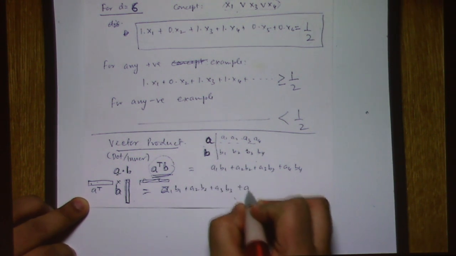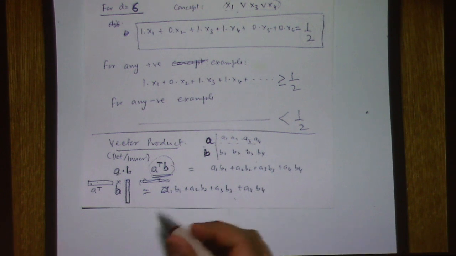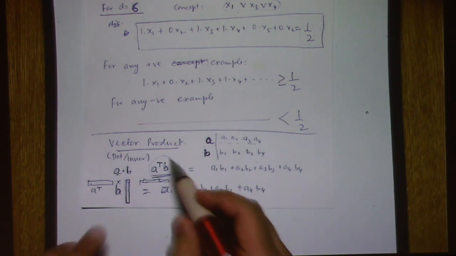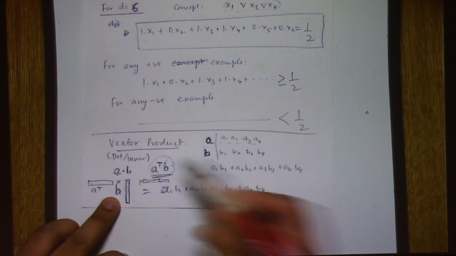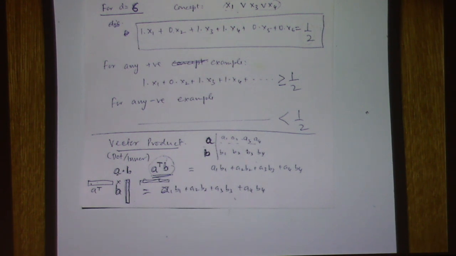That is why in the rest of this course, whenever I have to do a vector product, I will write it as A transpose B. If you are not familiar with this, I strongly suggest you go back and brush up on your matrix vector algebra. Okay, any questions?